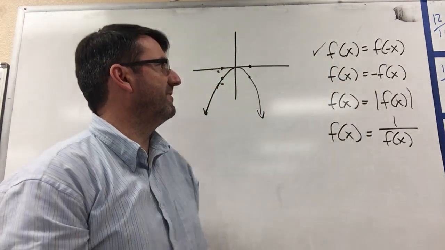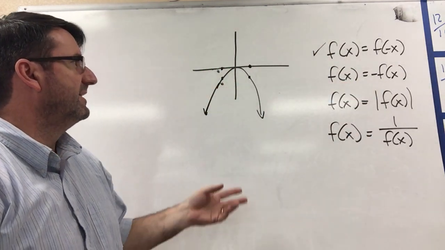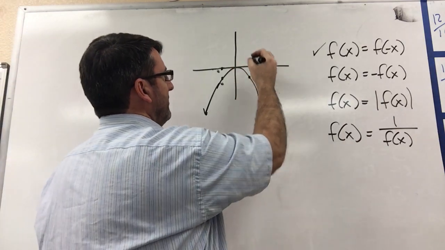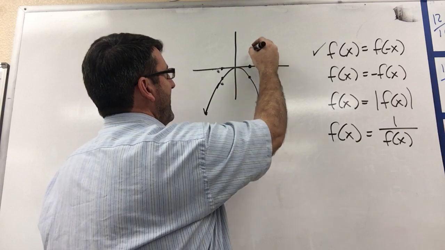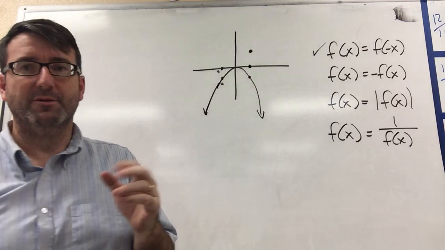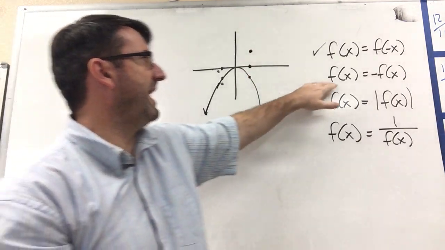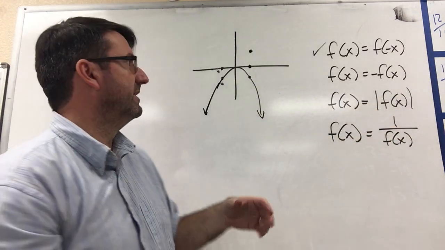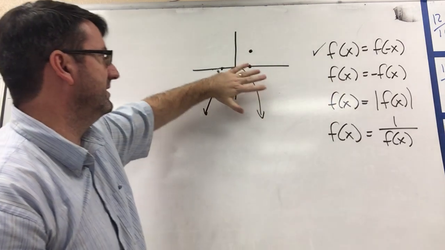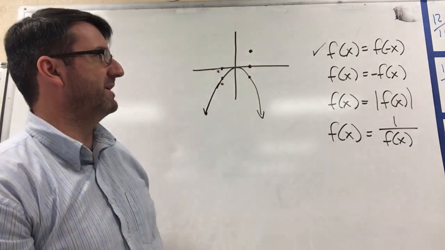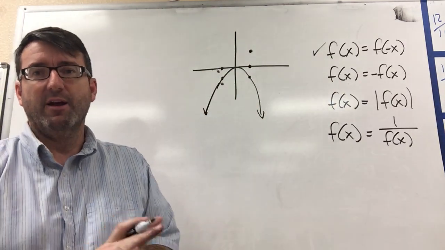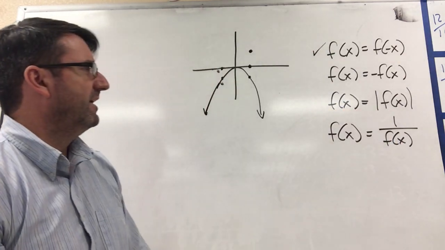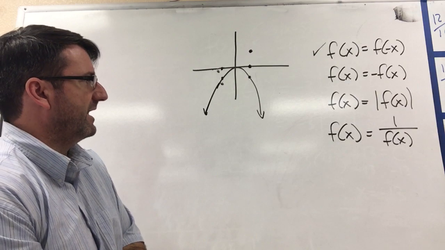Let's test out this one, f(x) = -f(x). That means that f(1) should equal both negative 1 and positive 1. Well, that's not true. In fact, this can't be true if we have a function. This is going to be true for things that are symmetrical on the x-axis, but those are not going to be functions.